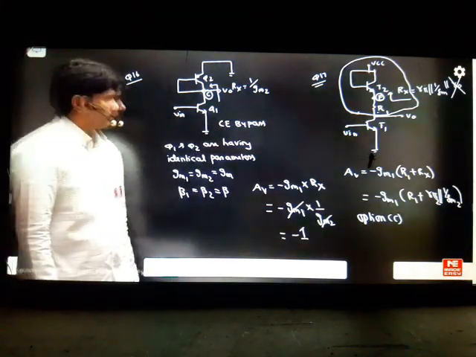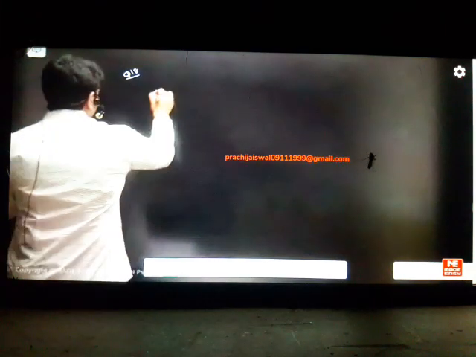18th question. Question number 18. Sometimes they'll write the models irregularly. Then how to write them properly, I'll tell you.